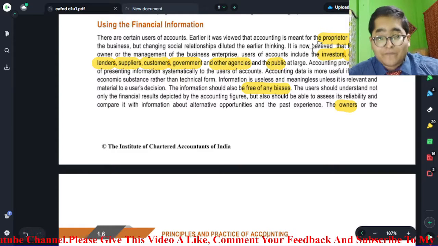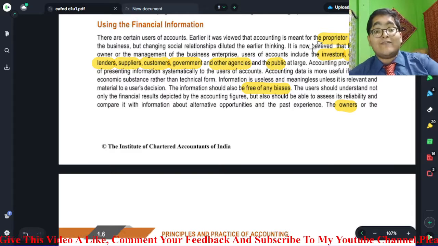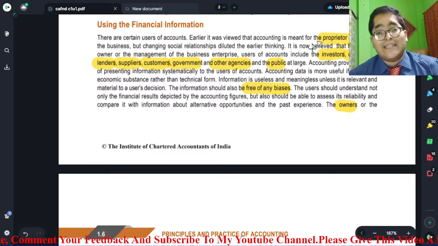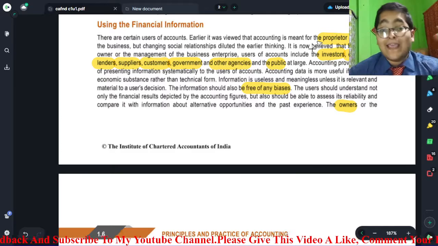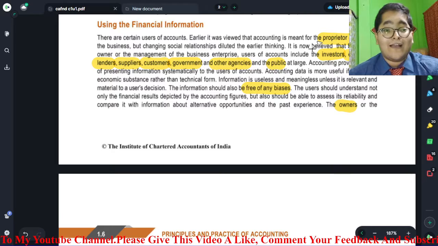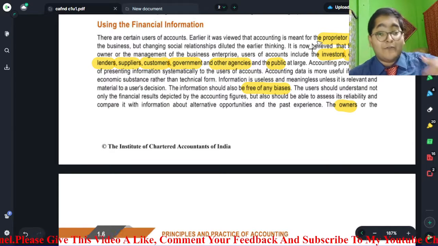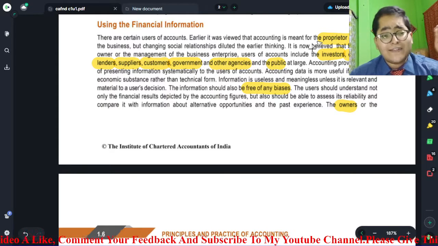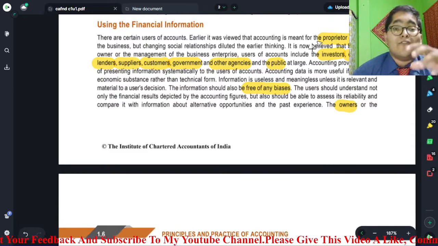Then suppliers, the suppliers of goods to the business, need to see the financial information. If the supplier is giving goods on credit to the business, he needs to see whether the business is having cash in hand, whether he will be able to pay for the goods given.